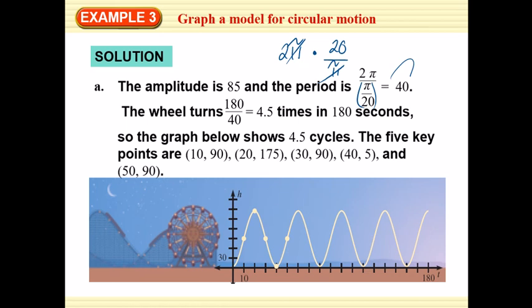So the reason they do that is you have 180 total seconds, and your period is 40 seconds. So we're trying to figure out how many periods are occurring, how many cycles are occurring, and that is 4.5. So you go around 4.5 times in 180 seconds. So the graph shows 4.5 cycles, and the 5 key points are listed. And so we look at these points. These are the 5 that we are looking at.